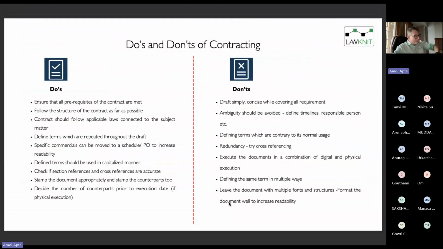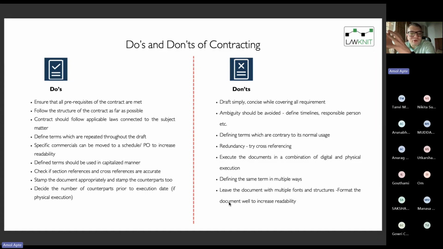Okay, now that kind of brings us to the do's and don'ts of contracting. It's a bare shell list that I've given, but these are very, very important things to keep in mind when you are entering into a contract. Let's go through the do's first. And it's a very basic list.